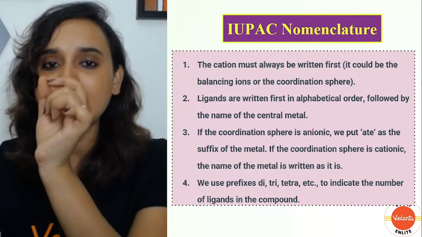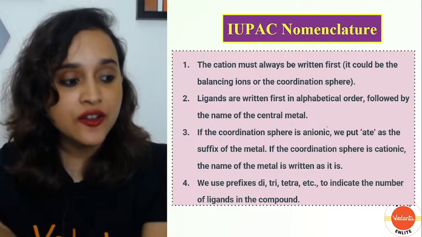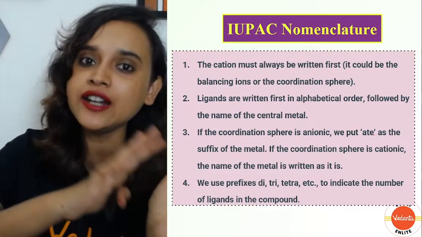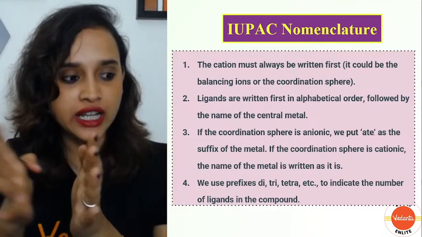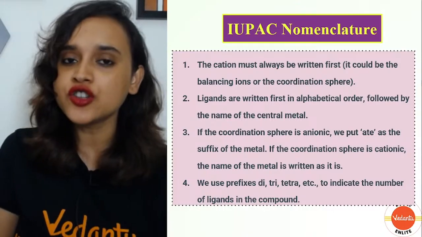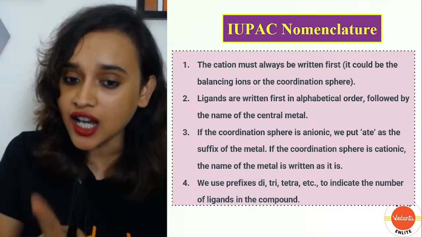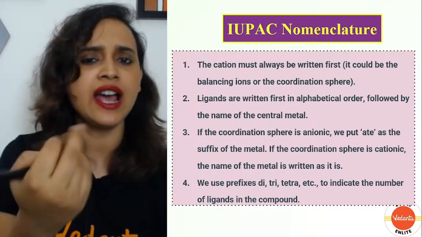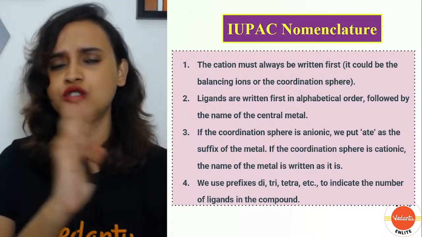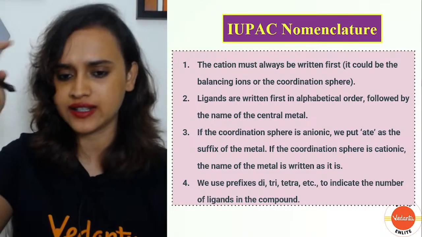Am I making this clear that if the coordination sphere has a negative charge, then you are going to add ate as the suffix of the metal name? Don't write ferr-um, it is ferrate, okay? If the coordination sphere is cationic, then the name of the metal is written as it is. If it is positive, do not bother about it. Just write whatever is there.